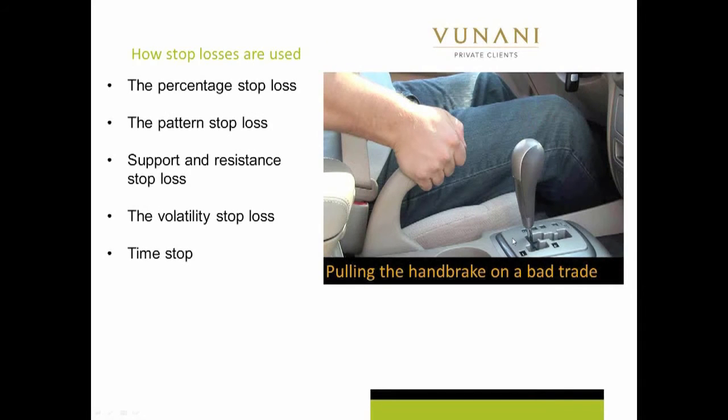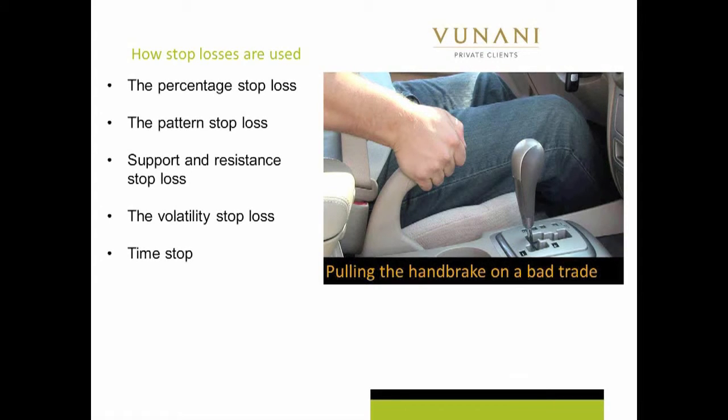So now I just want to talk about pulling the handbrake on a bad trade. The stop loss has quite a few uses, and I'm just going to walk through the basic principles and a couple of basic stop loss strategies for you. So we're going to discuss the percentage stop loss. We'll also look at some patterns. How do you put a stop loss when trading patterns? Support and resistance, probably the most effective and most successful way of avoiding losing money. Also the volatility stop loss, very important.